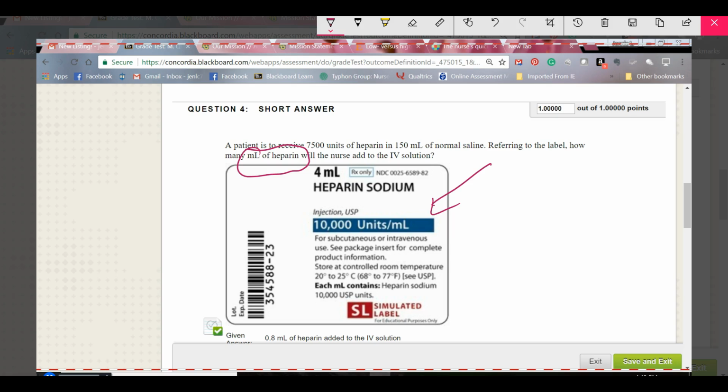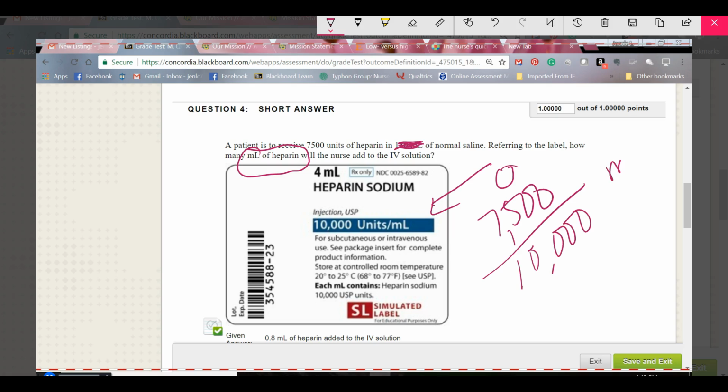So we have to figure out what's important and what's not really important for this answer. We need to find out how many mLs of heparin, and they're supposed to be getting 7,500 units of heparin in 150. So really we don't need to care about this number, the 150. We just need to know how many units of heparin we're going to put in there. And so we have to find out what's available. So we have 7,500 units ordered. That's what the order is. What's on hand? We have 10,000 units per mL.